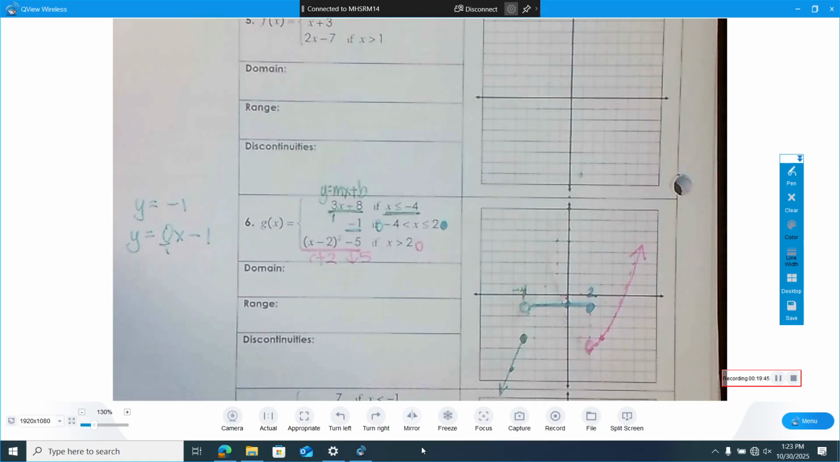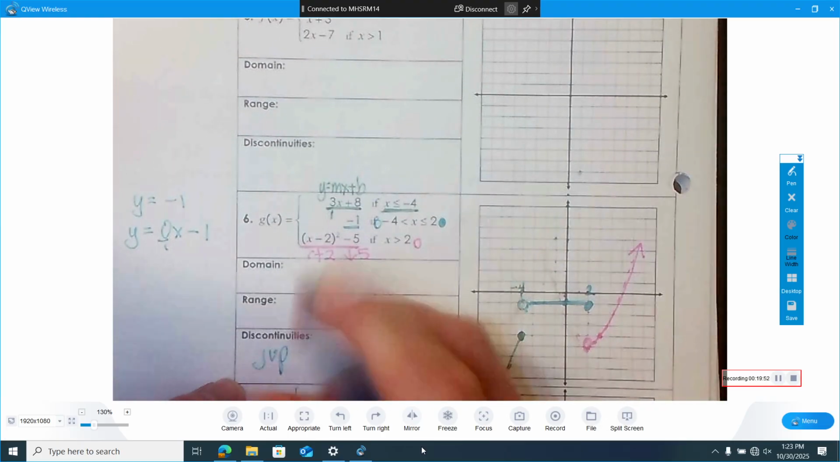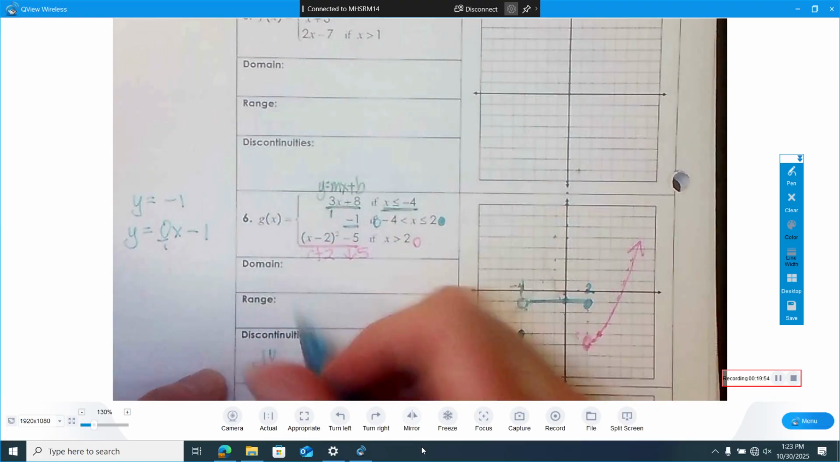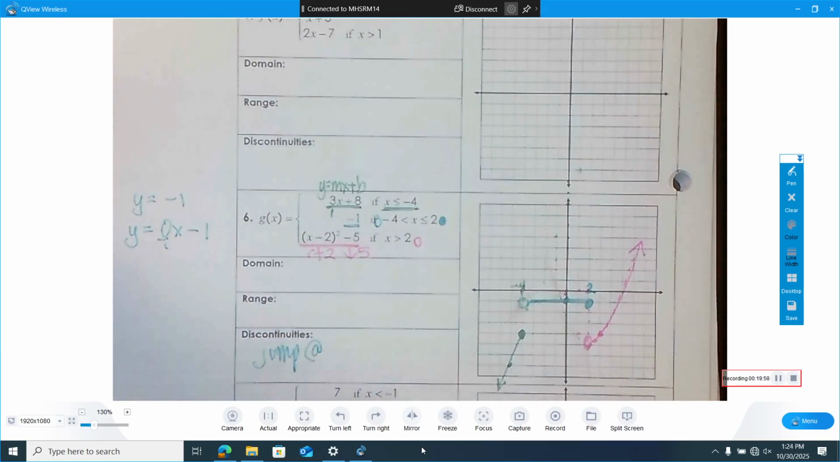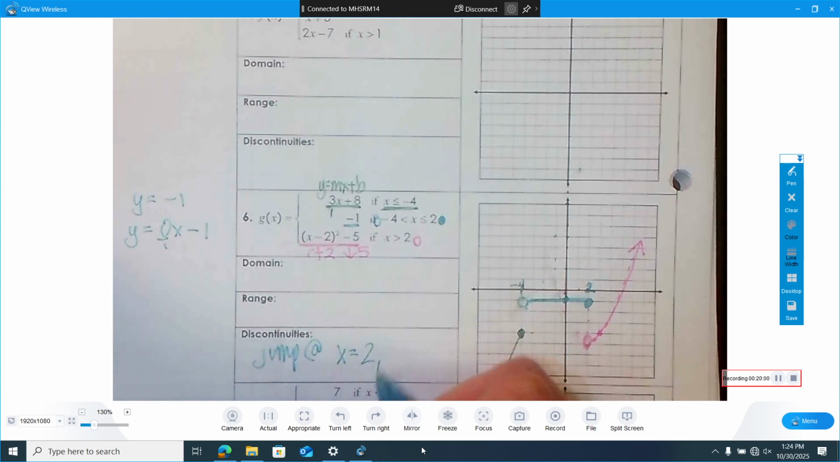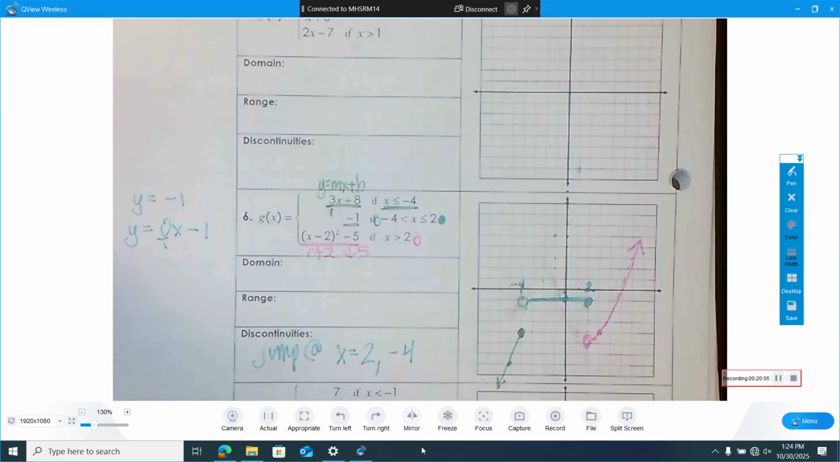What kind of discontinuities do we have on this graph? Jump, yeah? We've got jump discontinuity, jump. I can spell. Jump discontinuities at x equals 2 and -4. Very good. Jump discontinuities at 2 and -4.